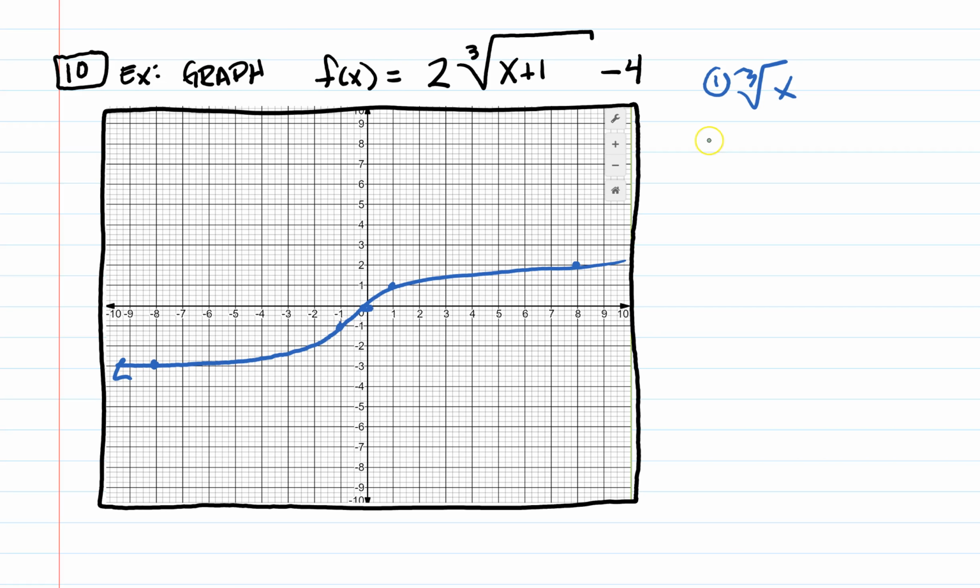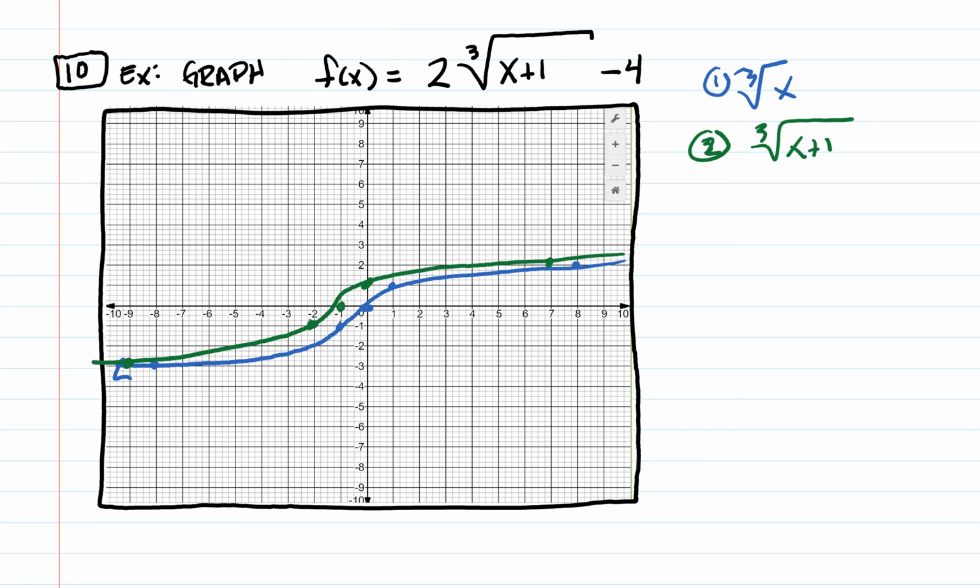Then I'll change colors for you. In number 2, I would graph the cube root of x plus 1. So each dot gets moved 1 unit to the left. So this dot goes here, this dot goes here, this dot goes there, that one goes there, and then this one goes here. So I'd have this graph looking like that, okay?